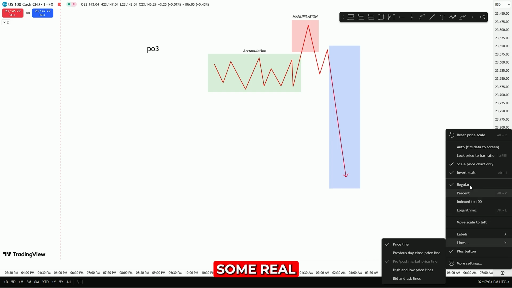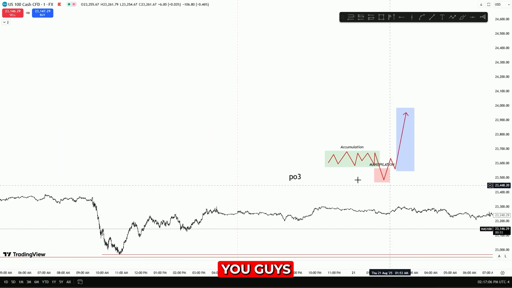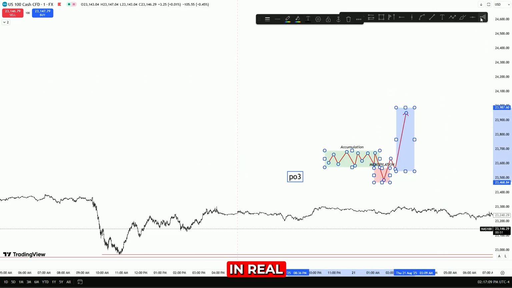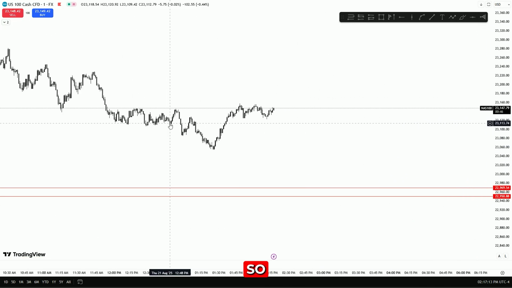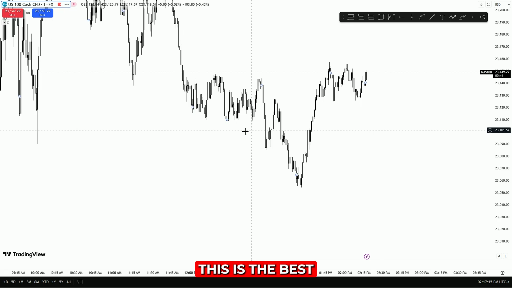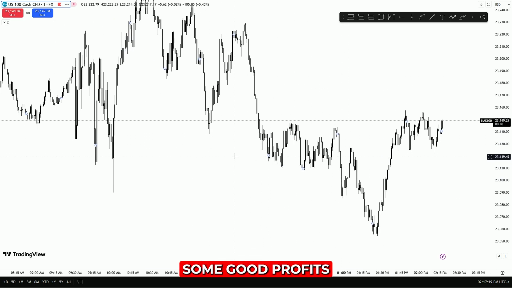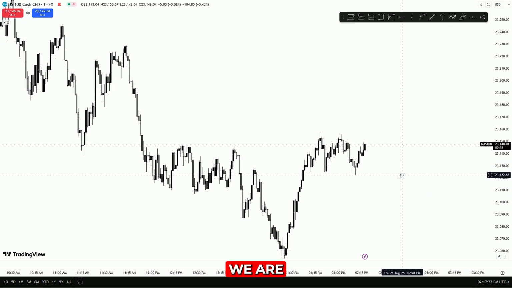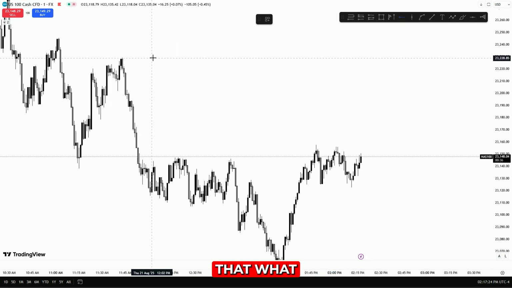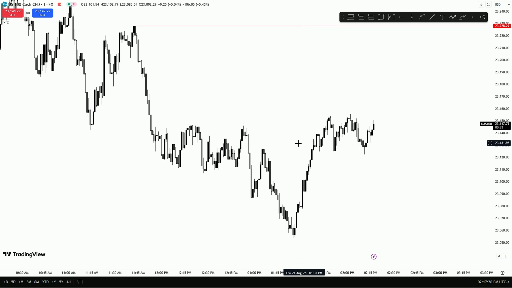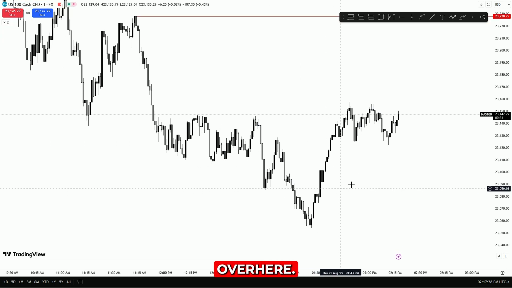Now I'm going to move towards some real examples where I'm going to tell you guys how you can spot that in a real chart in real time. So here we are. This is the best example, we took the trade over here today as well. We got some good profits, and now we are going to explain what just happened. Yep, let's go over here.